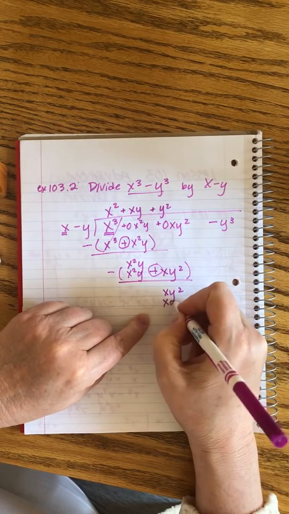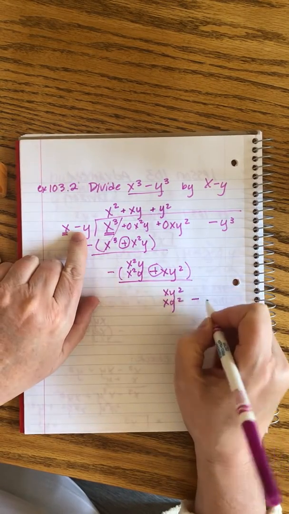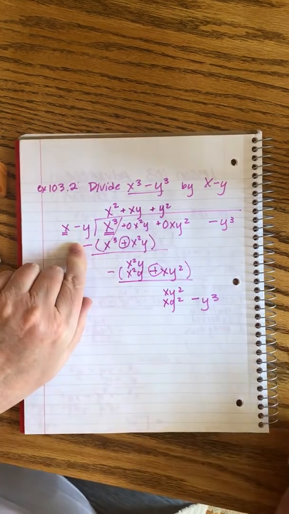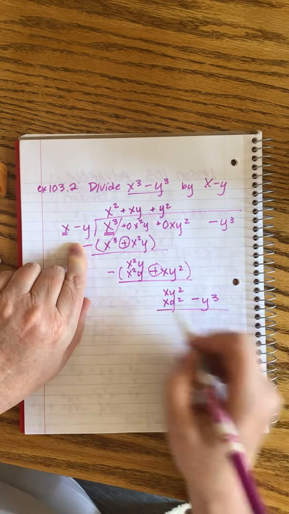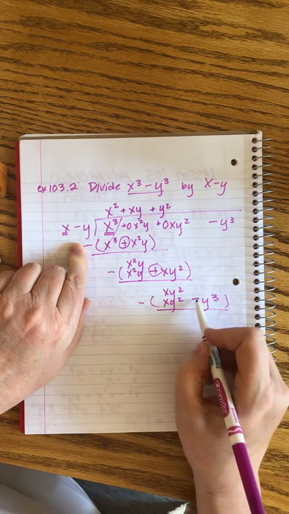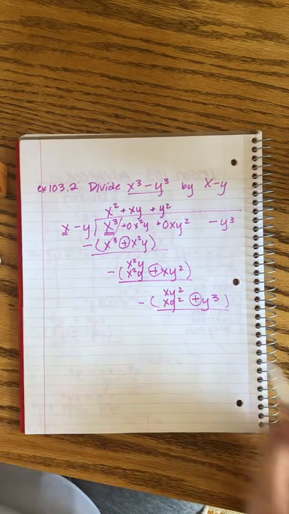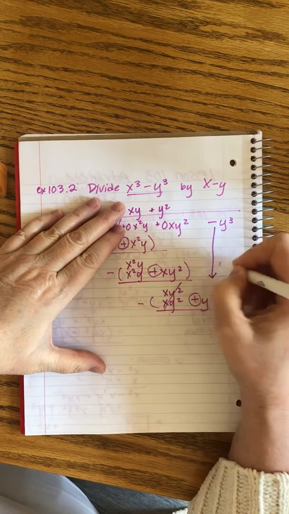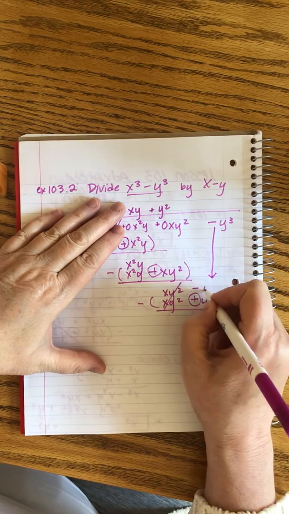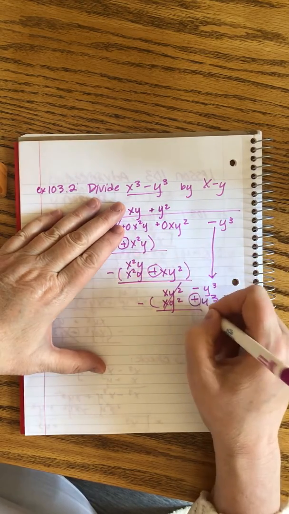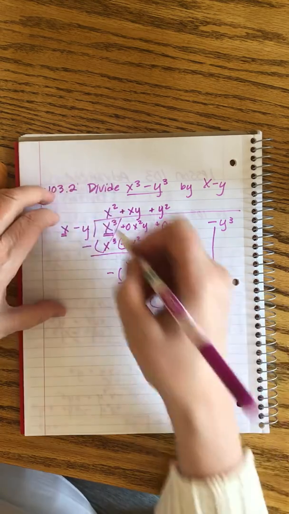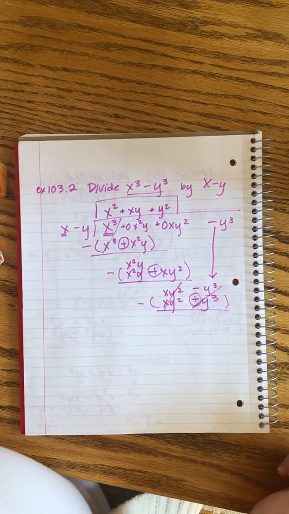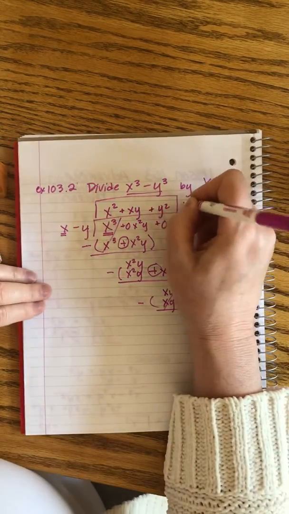This is indeed xy squared, and then this becomes minus y cubed, right? The y times the y squared. We subtract. That changes this to a plus. That goes away, and then we can bring this down. Finally, we caught back up with our problem. It's a minus y cubed, and this is a plus y cubed, so those cancel out, and this is our answer. X squared plus xy plus y squared. Yay, it's the right answer.